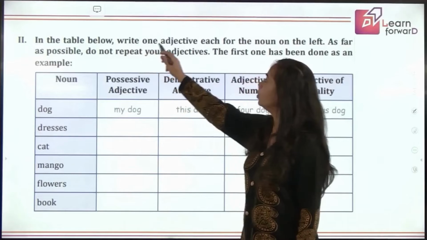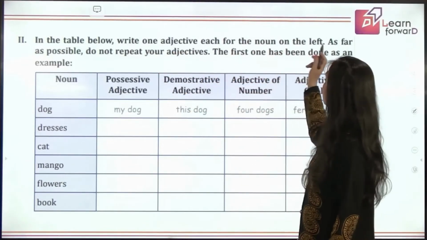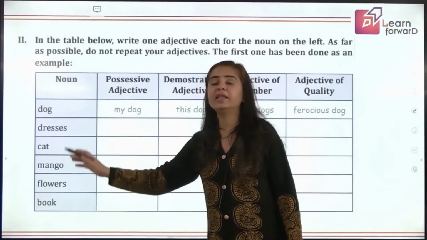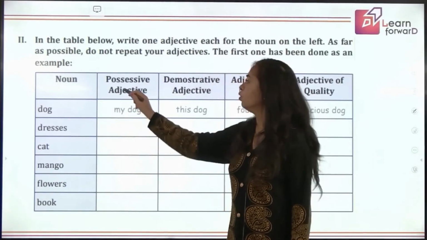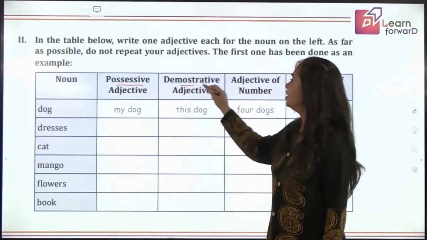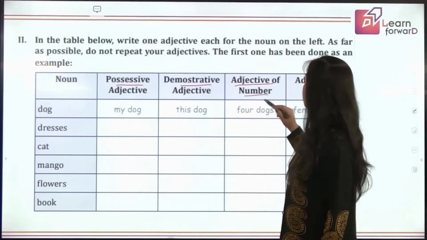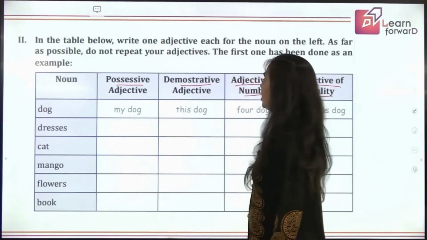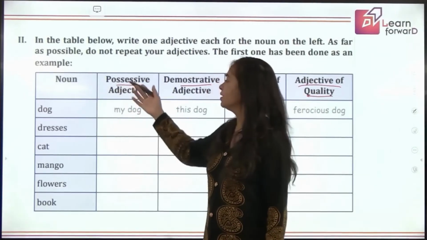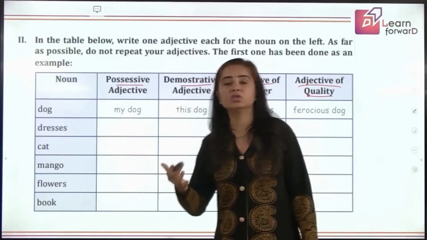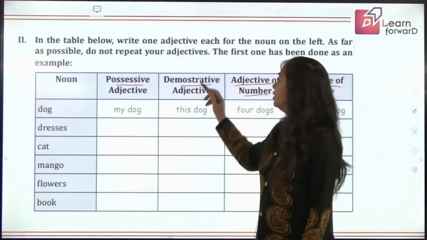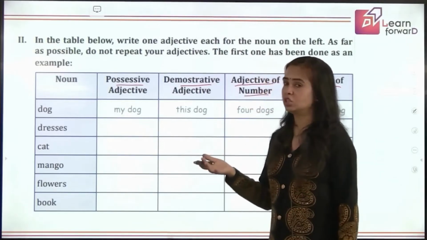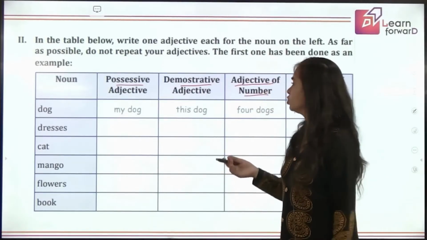Going ahead, we have a table here. In the table below, write one adjective each for the noun on the left side. So you see the nouns are given here, and then for the same noun, they want you to write one possessive adjective, one demonstrative, one adjective of number, and yet another adjective of quality. Like for dog, I can say my dog, your dog, his dog, her dog, their dog. Then for demonstrative, this dog or that dog or such, the fifth word in demonstrative adjectives.